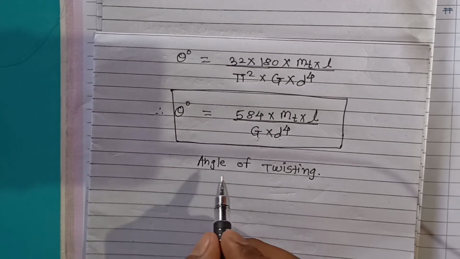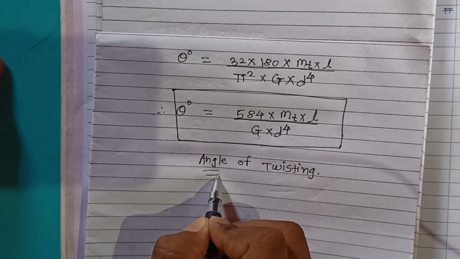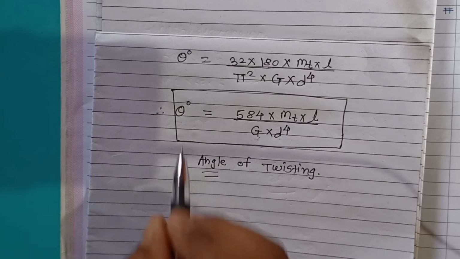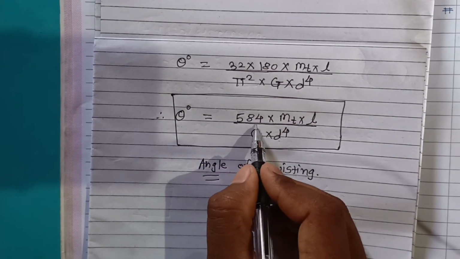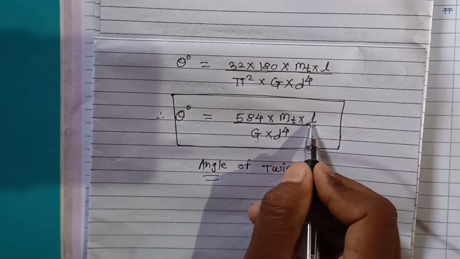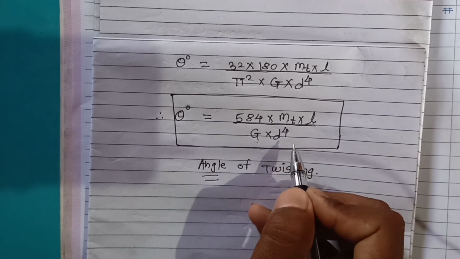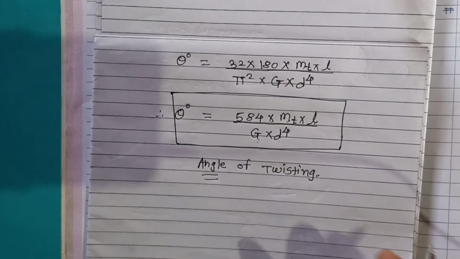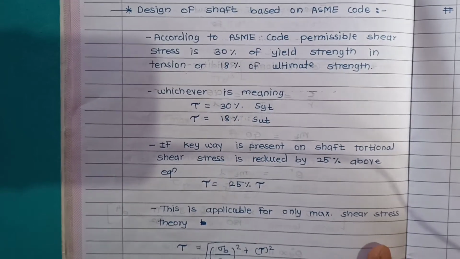And this formula is for the angle of twisting. Once again I will repeat the formula for angle of twisting. Theta in terms of degree is equal to 584 into Mt into L divided by G into d raised to 4. Now after completion of this point, we will see the third design procedure for the hollow shaft.